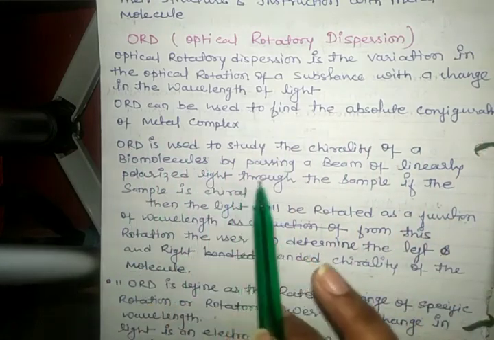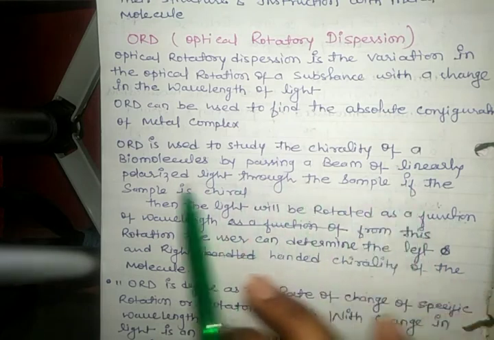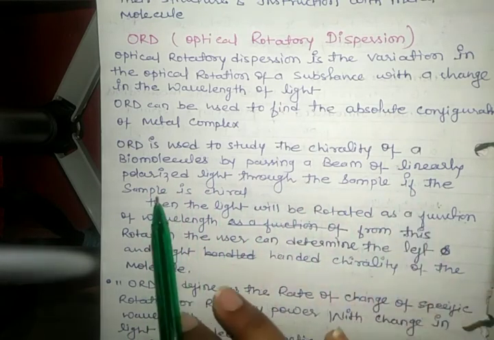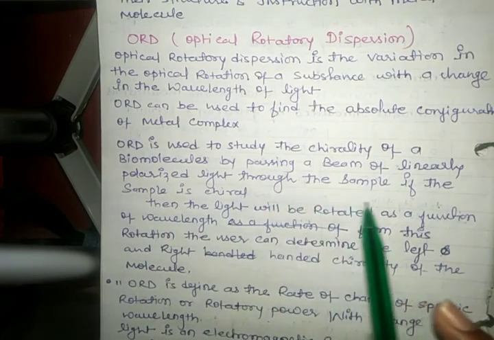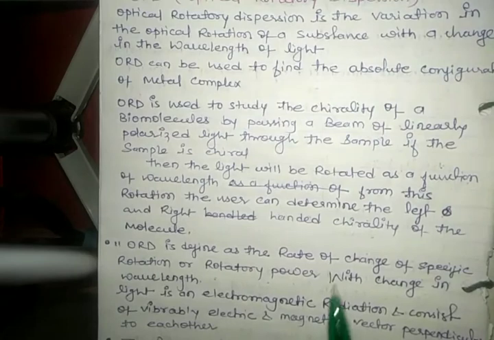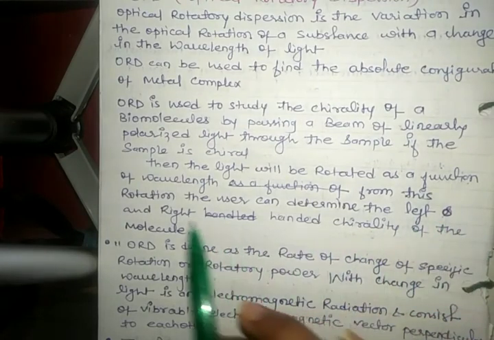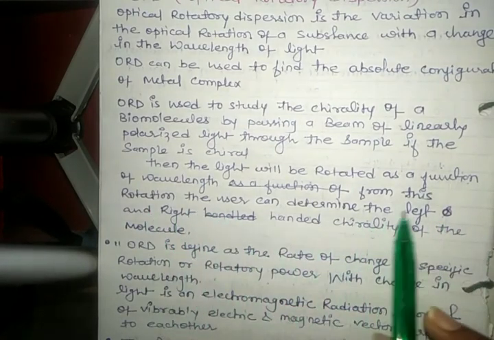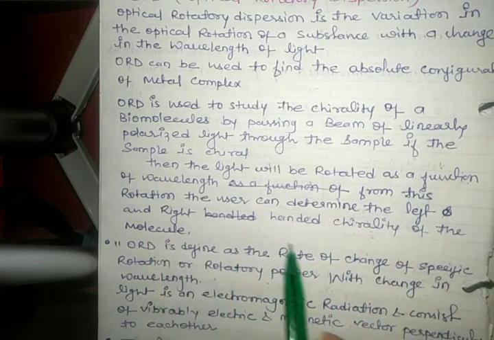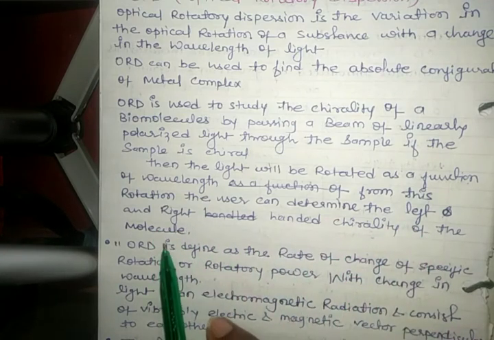ORD is used to study the chirality of molecules by passing a beam of linearly polarized light through the sample. If the sample is chiral, then the light will be rotated as a function of wavelength. From this rotation, the user can determine the left and right handed chirality of the molecule.